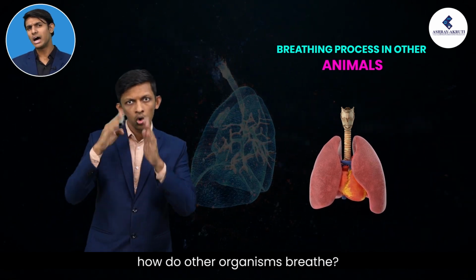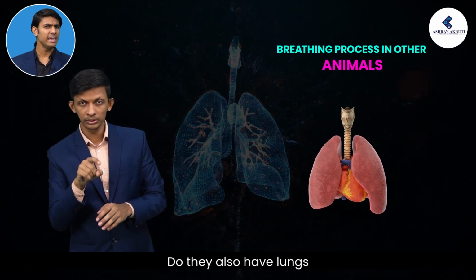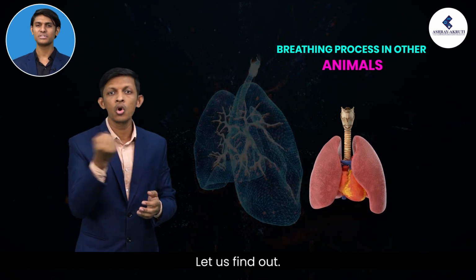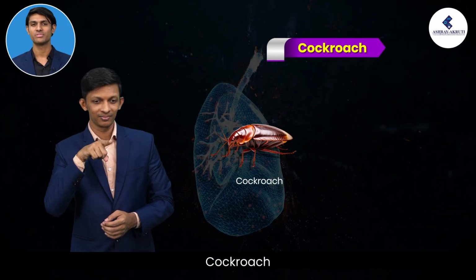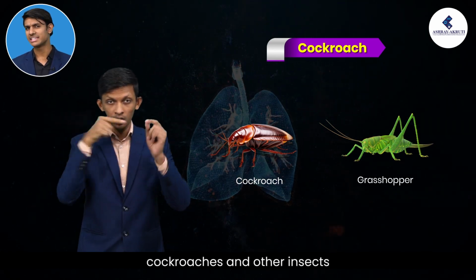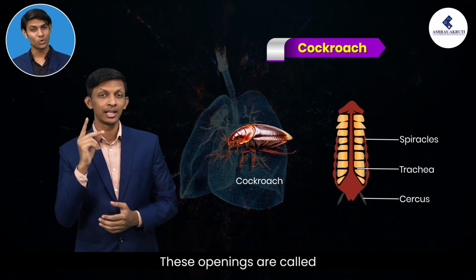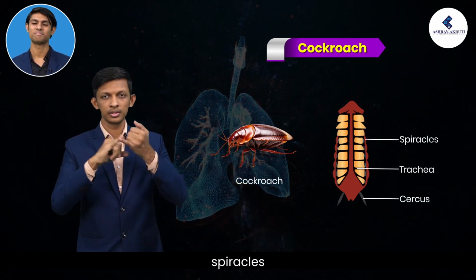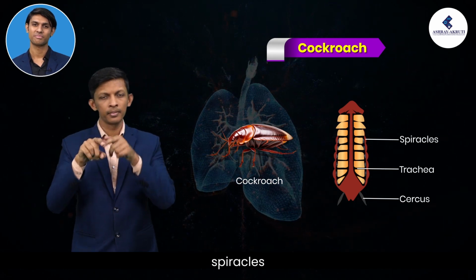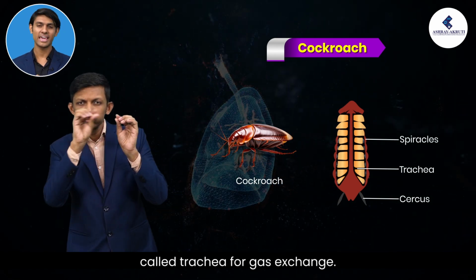Now let's focus on how other organisms breathe. Do they also have lungs like those of human beings? Let us find out. Cockroach, arthropod. Cockroaches and other insects have small openings on the sides of their body. These openings are called spiracles. Insects have a network of air tubes called trachea for gas exchange.